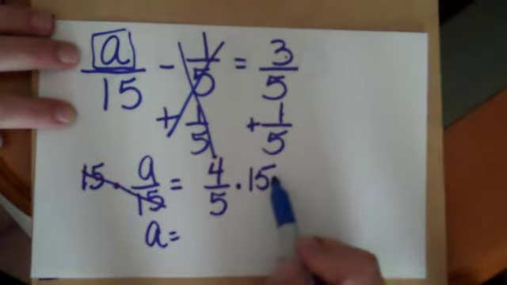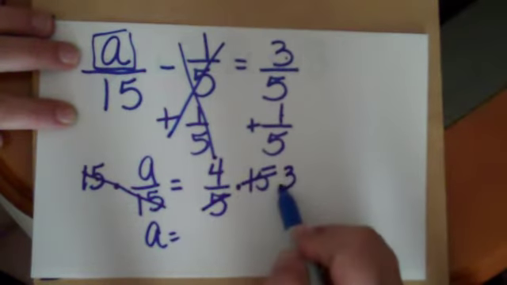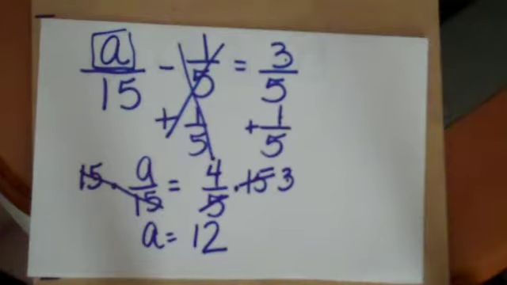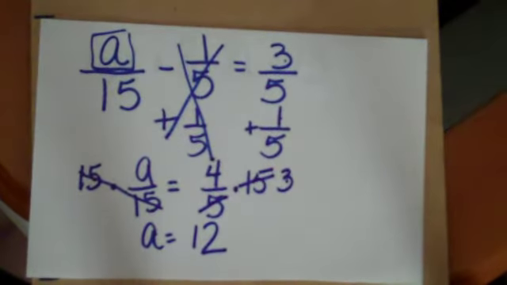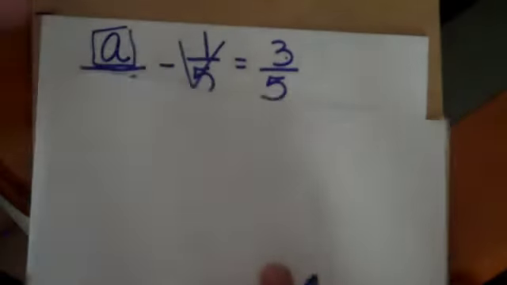And then over here, we can take a little shortcut. 5 goes into 15 3 times. 4 times 3 would be 12. So the answer would be 12. And that would just be using that equation, solving it like a normal equation and using your calculator to do the fractions, or using your brain to do the fraction part of it. But there's another way.